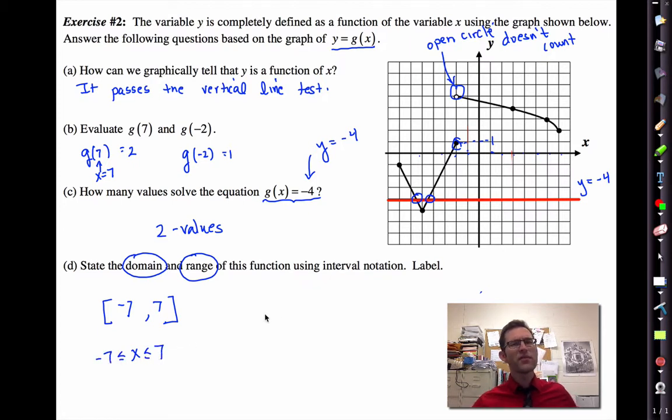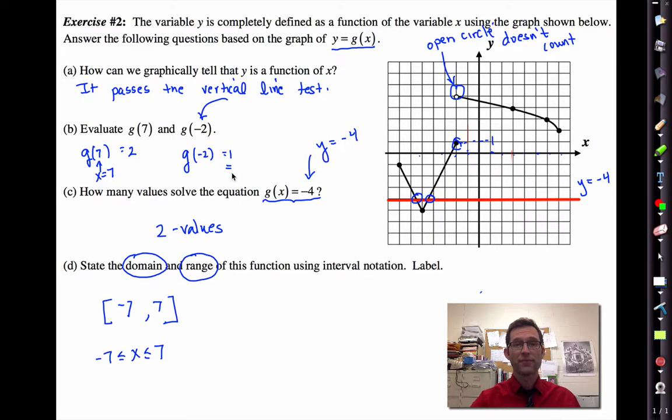Now, it's not just about finding the min and the max, though. The min and the max x values. It's also making sure that we didn't skip any x values in between. So again, the only one that's really worrisome is that x equals negative 2, right? This guy right here. But we do get a y value for that. We get a y value of 1.